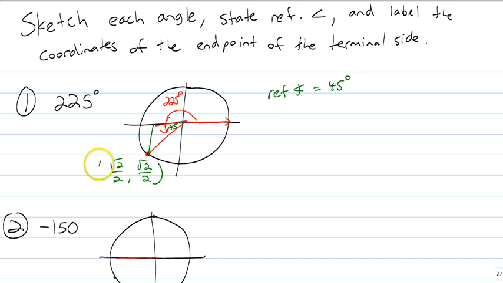And then the last step is, what are the signs here? You have to think about that. I'm negative x and negative y, so my coordinates are actually negative root 2 over 2 and negative root 2 over 2. That's all I really needed. I have the sketch, I stated the reference angle, I stated the coordinate.